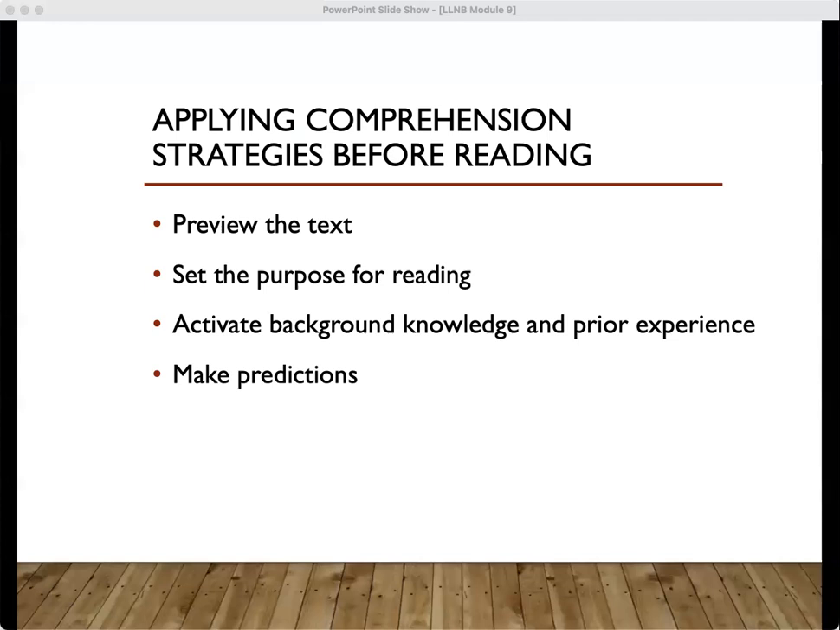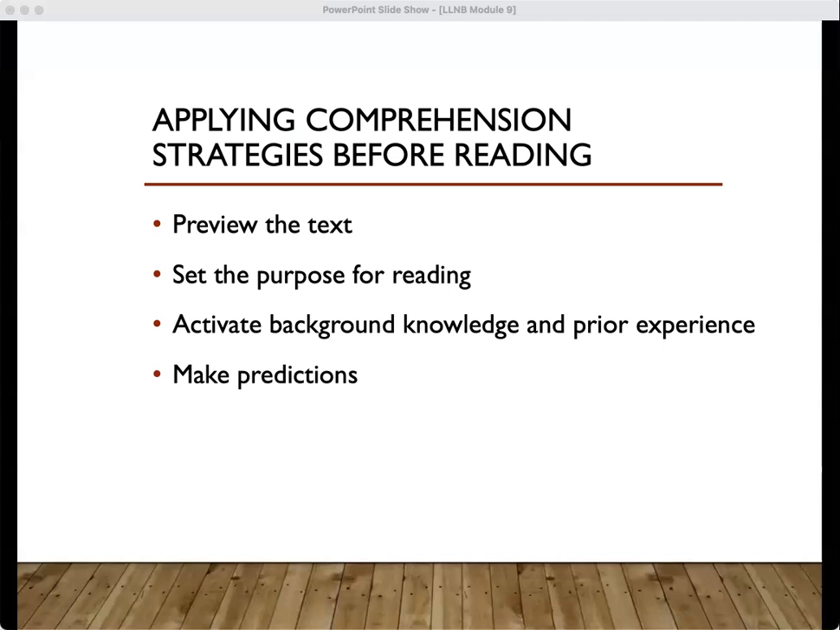Activating background knowledge and prior experience. Why do you think this strategy is suggested for use before reading rather than during reading? The answer is that by thinking about what we already know and relevant experiences we've had, we activate that information. Fresh in our minds, it's easier to access and use. KWL charts are good tools here for helping learners activate background knowledge and prior experience.